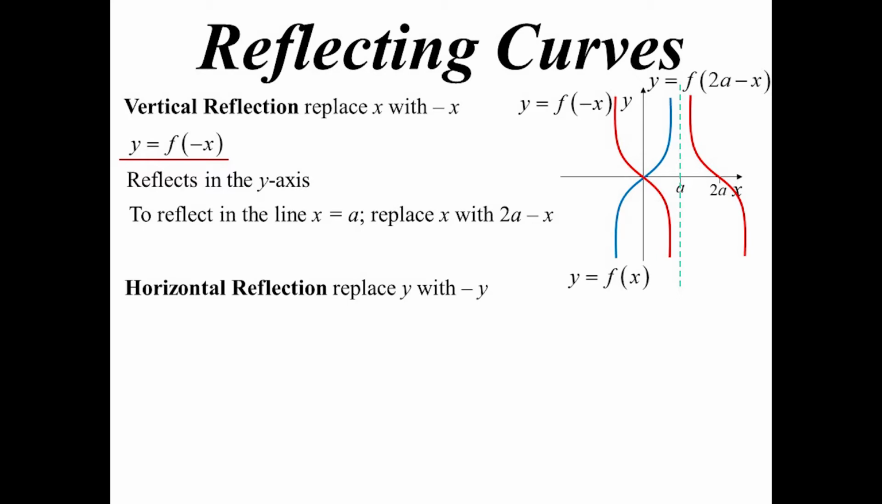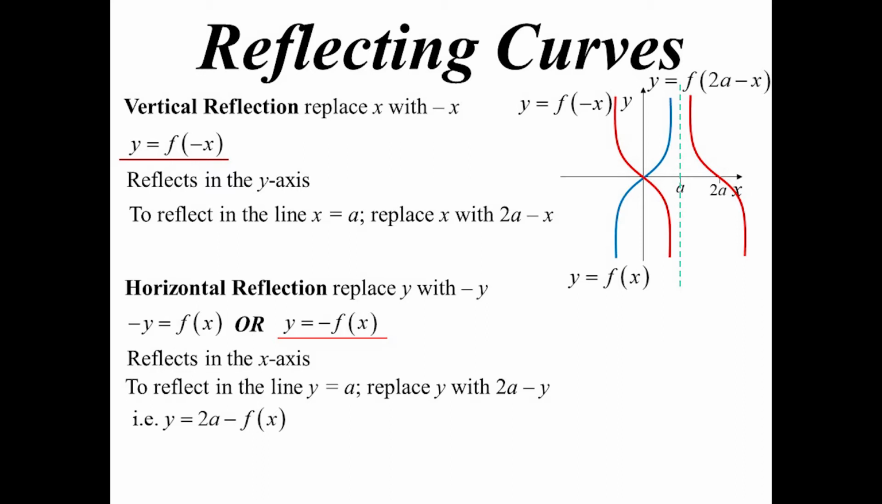Horizontally, this time replace the y with negative y. So we'd have negative y equals function x. Again, we don't usually write it that way. We normally see it as y equals negative function x, but technically that negative is grouped with the y. That will reflect in the x-axis, but similarly to the last one, if I wanted to reflect in a different line, so y equals a, I'd replace the y with 2a minus y. So we'd have y equals 2a minus function x.